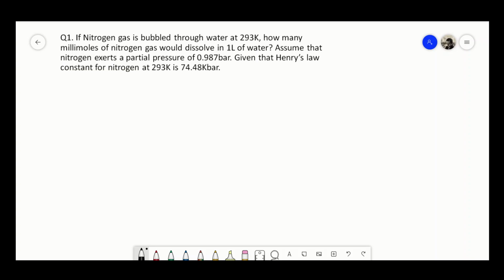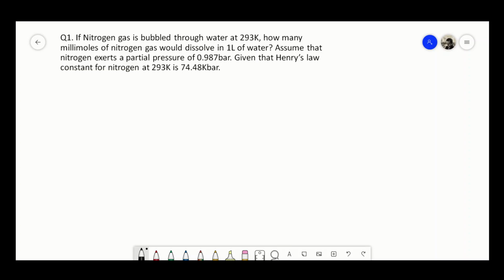Now, to complete this discussion, let us go through a few numericals or problems based on Henry's law. Let us discuss this first problem. In this question, if nitrogen gas is bubbled through water at 293 Kelvin, how many millimoles of nitrogen gas would dissolve in 1 liter of water?